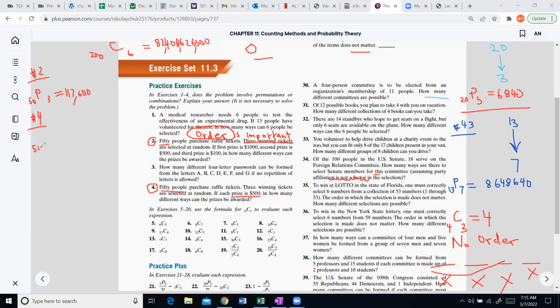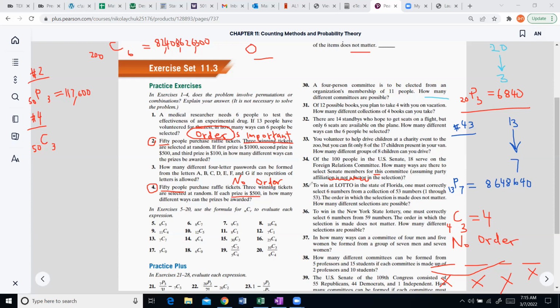Well, out of 50, you select 3, just like in the previous one. But since each prize is the same, notice there is no order. It makes no difference to order them because they are all equal. They're all $500.